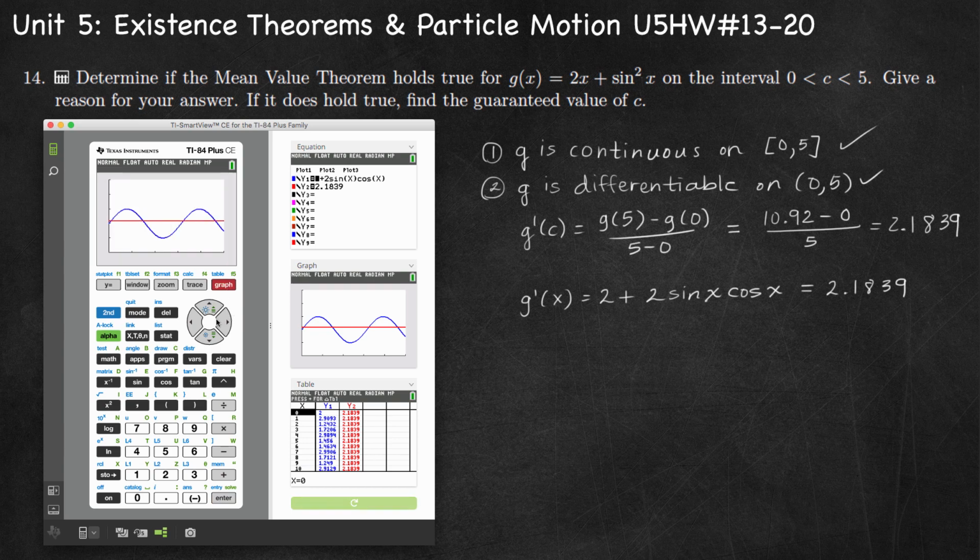Okay. And now we have 1, 2, 3, 4 points of intersection on our interval between 0 and 5. So there are 4 values of c that satisfy the theorem. So let's find each of these points of intersection.